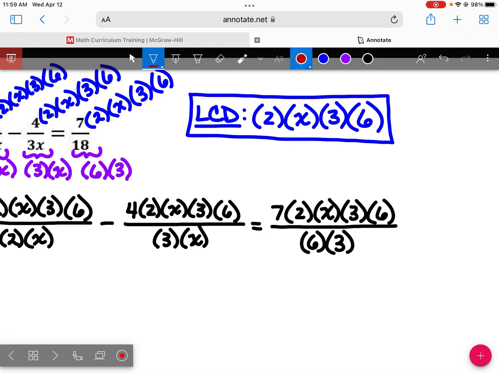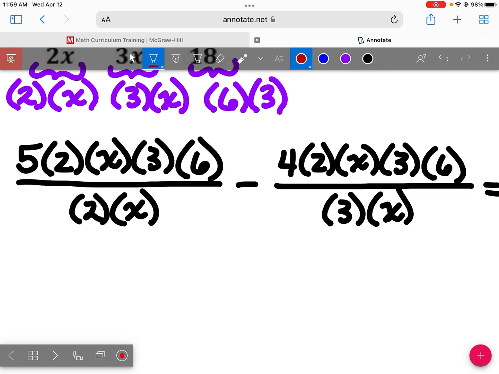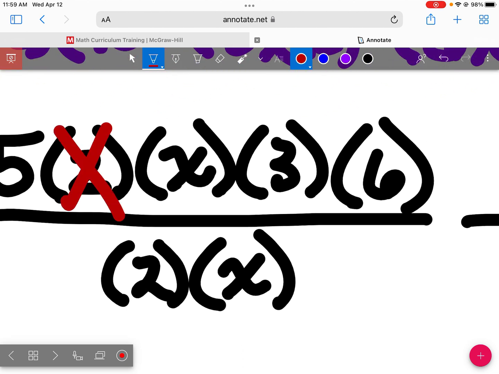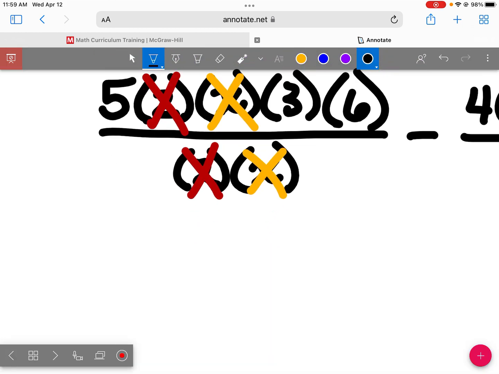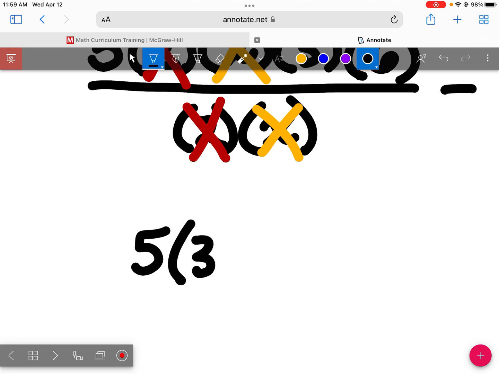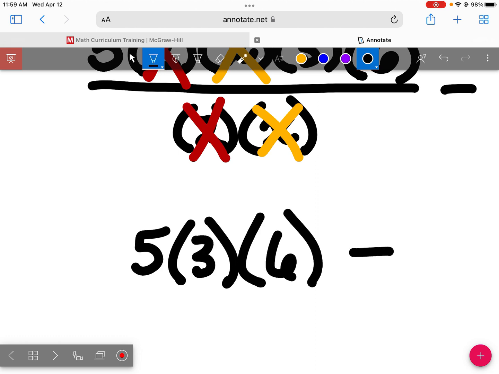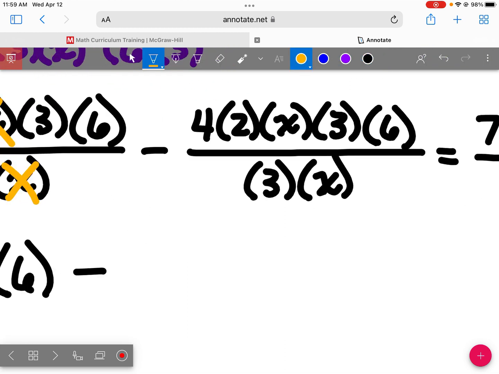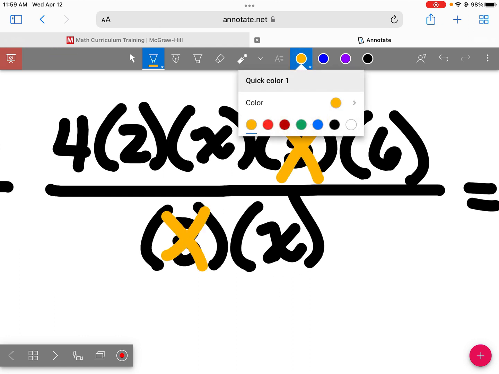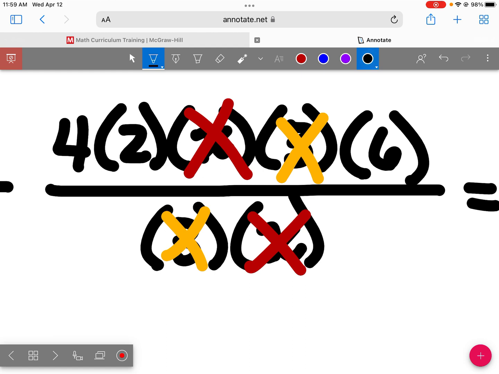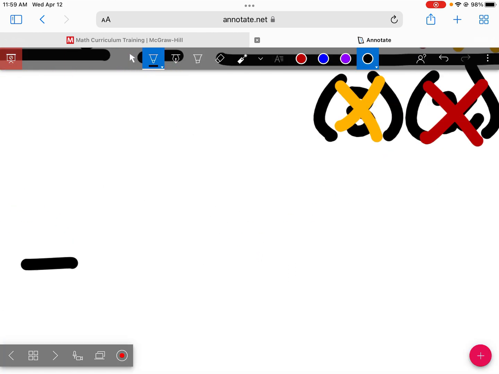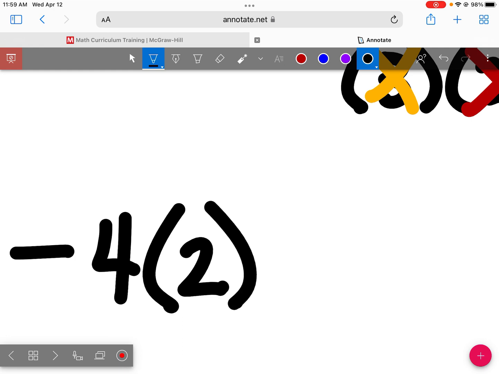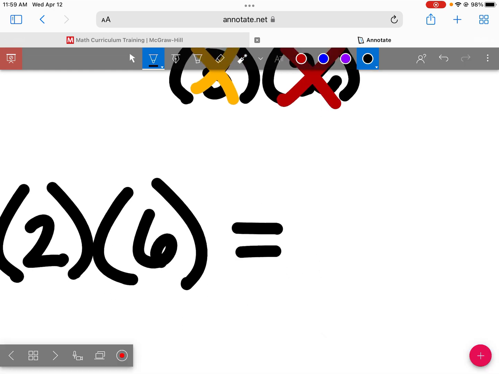All right, let's start canceling things that cancel. First fraction, are there any common factors between the top and the bottom? What can I cancel? 2 and x. Which would leave me with what? 5 times 3 times 6. Bring down my minus sign. What factors cancel in my second fraction? 3 and x. My 3's cancel. My x's cancel. Which means I have what left over? 4 times 2 times 6. Bring down my equal sign.